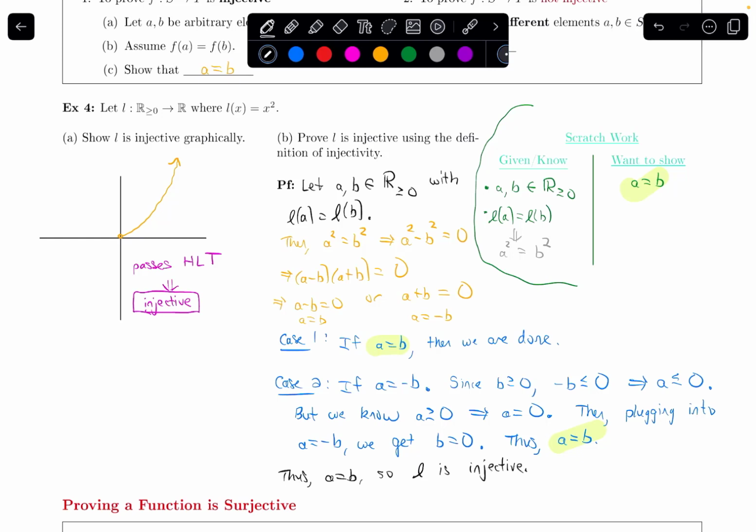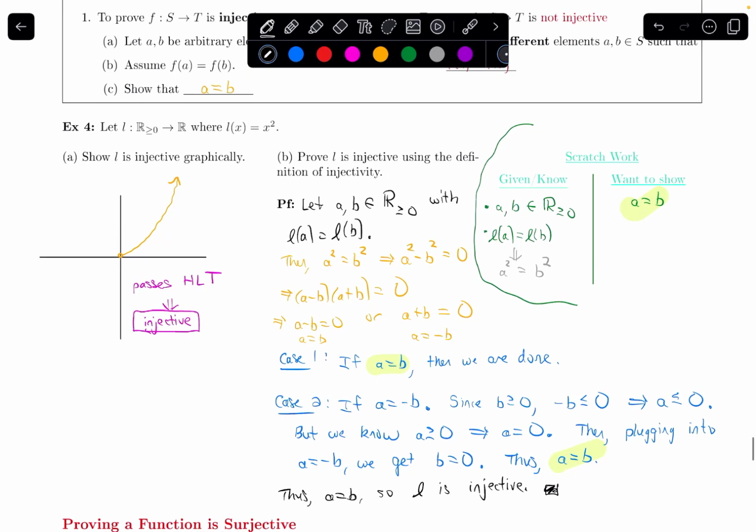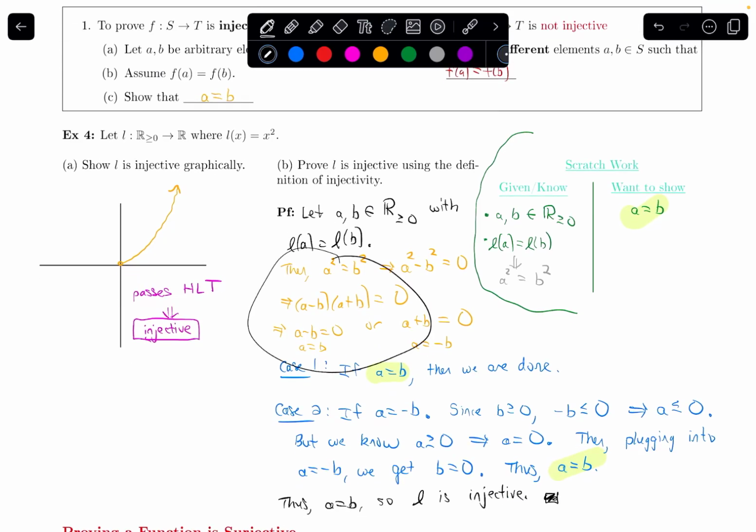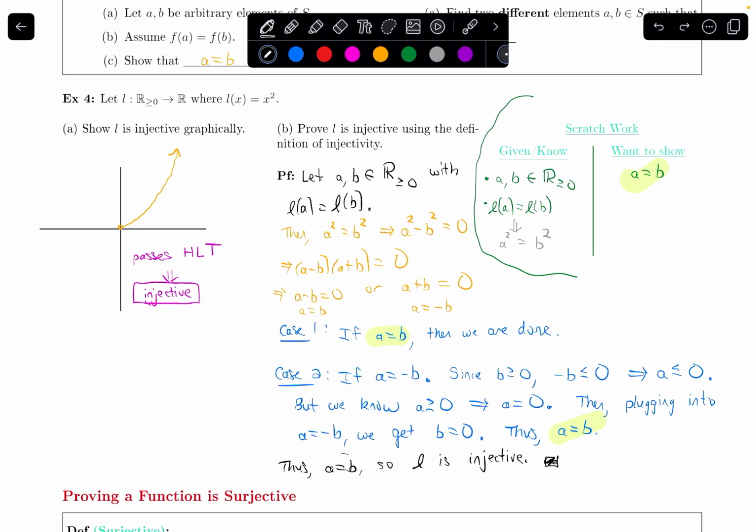And that concludes our proof. Notice again the structure of it. To prove something is injective, we take two arbitrary elements of the domain, in this case, two arbitrary elements that are greater than or equal to 0, and then we assume that their outputs are equal, that L of A equals L of B. Then we do manipulations to eventually show that those inputs had to be equal. And if we show that, that means the function is injective.